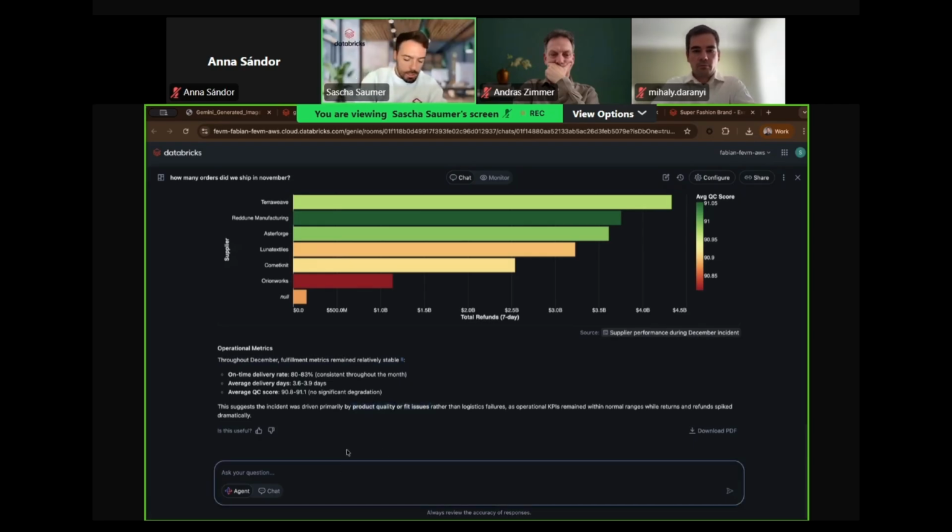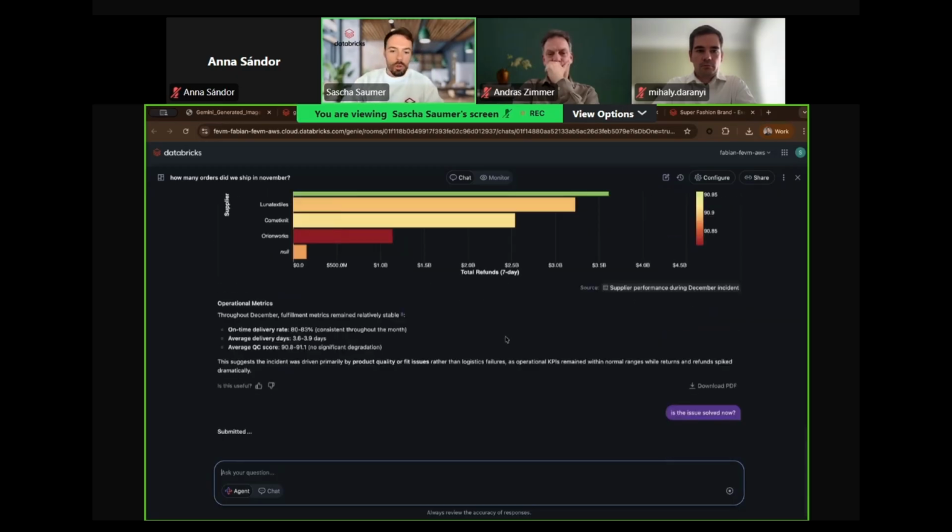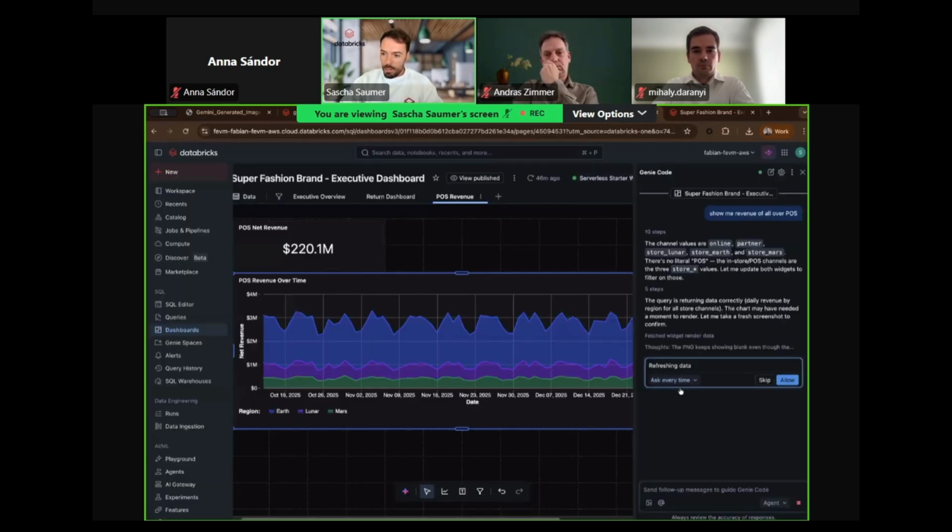And I could now also ask it, is the issue solved now? Because I want to know, is this still an ongoing topic or was it then already resolved? And we can see this running. Here, it also asked me for permissions, for example, to refresh some kind of data. Now I could say always allow. I also have other options. And it could refresh and render the data.